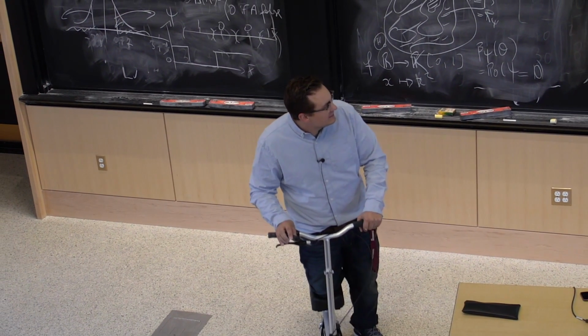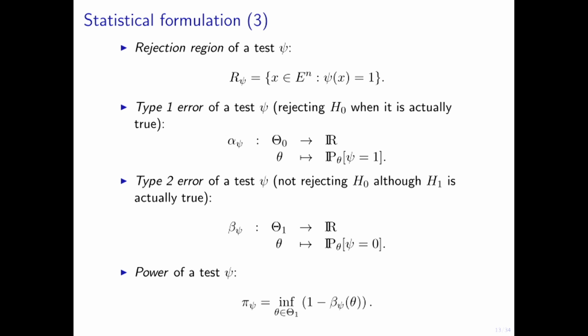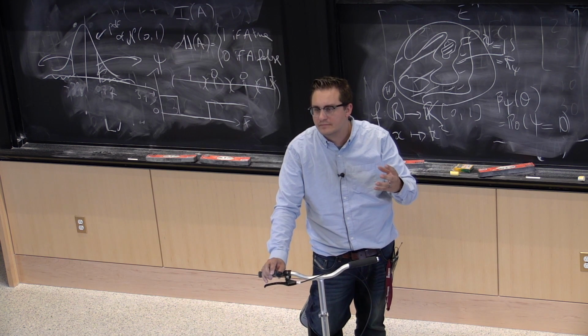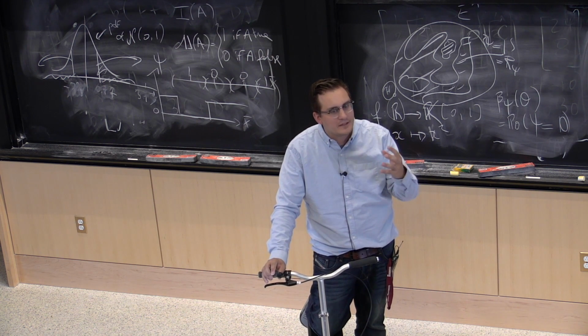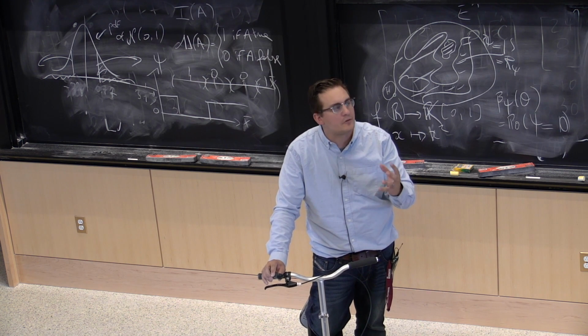And the power of a test is the smallest. So the power is basically 1 minus an error, 1 minus the probability of an error. So it's the probability of making a correct decision. OK? So it's the probability of making a correct decision under H1. That's what the power is.